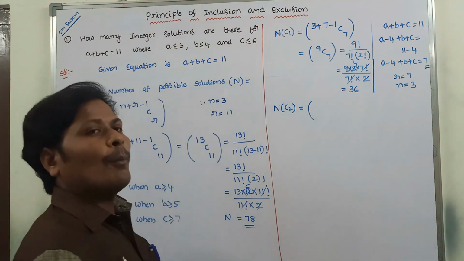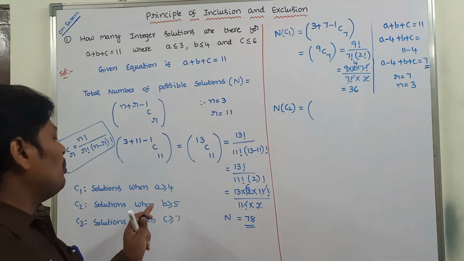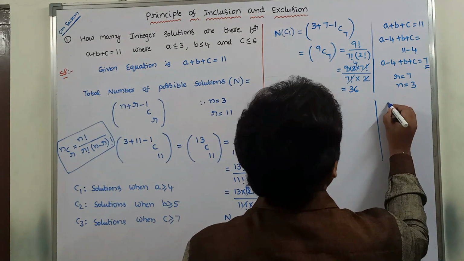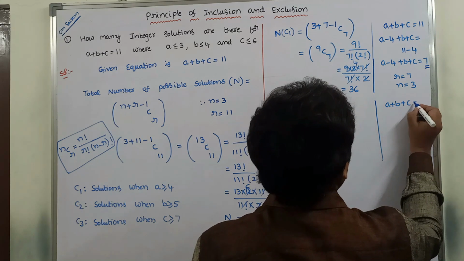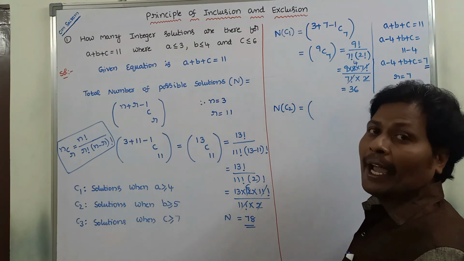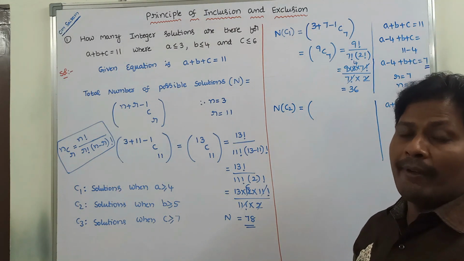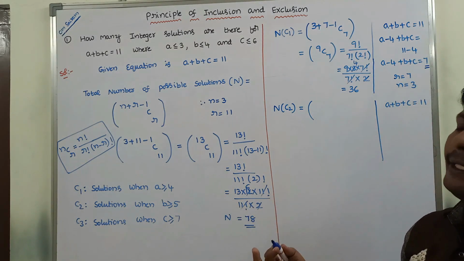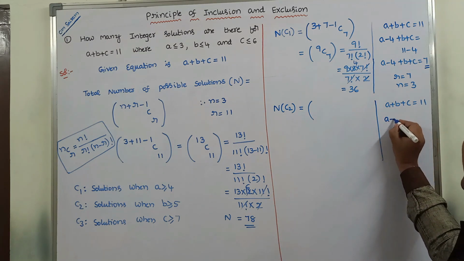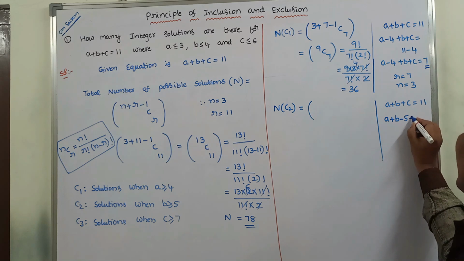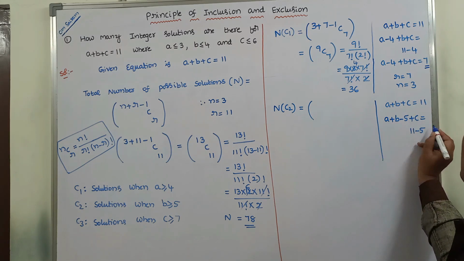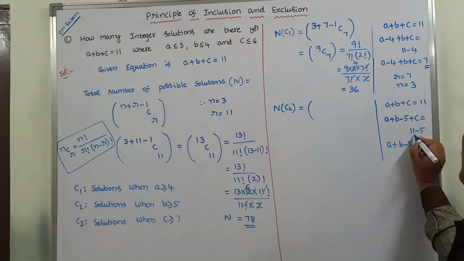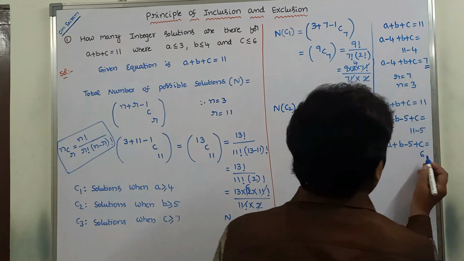We have to find out the possible number of solutions whenever B is at least 5. Okay. So here now we have to find out the R value. a plus b plus c is equal to 11. Whenever b is at least 5, b may contain the value 5, 6, 7, 8, etc. So we have to subtract 5 on both sides. So a plus b minus 5 plus c is equal to 11 minus 5, that is 6. So this is the new r value.